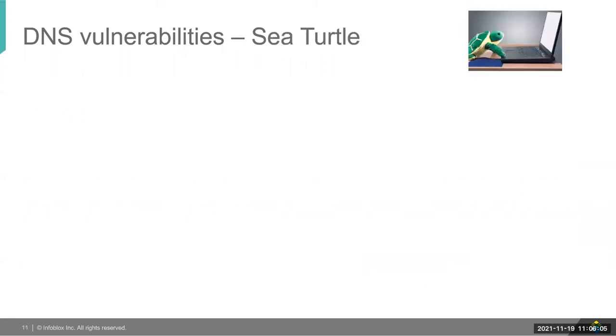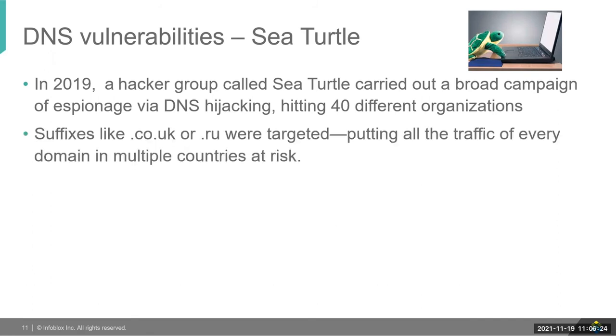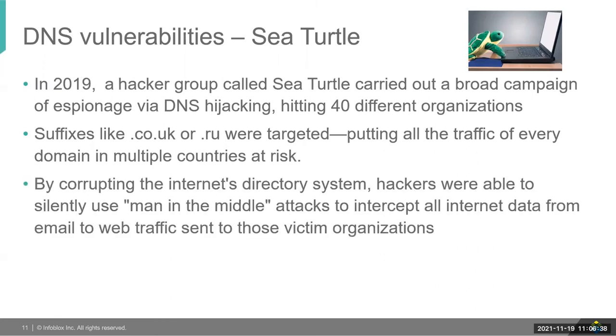A third example of a DNS vulnerability, and this one is targeting a specific geographic region actually. It's called Sea Turtle. So this was 2 years ago, and a hacking group called Sea Turtle carried out a campaign of espionage against DNS hijacking that was hitting at least 40 different organizations. So they were targeting very specific areas like the UK or the Middle East. So they were putting all the traffic of all the domains in these countries at risk. Yeah, so it's a multinational effort.